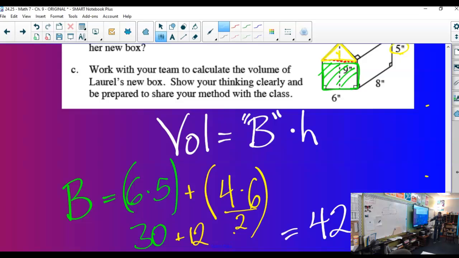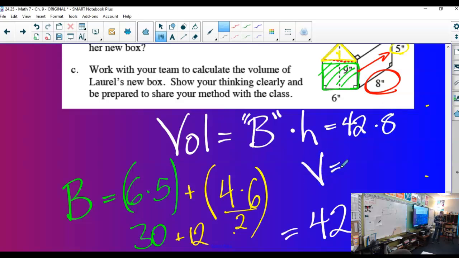Guys, this is also why we're practicing, to keep reviewing and making sure that you understand those symbols and things. Now, Madeline, what do I do with my big B? And the height here is not how tall the object is. What's the height? It's the 8, because it's what connects the bases to each other. Our height is 8. So now we can do 42 times 8, and we get a volume of inches cubed. Sorry, what was the number you said?